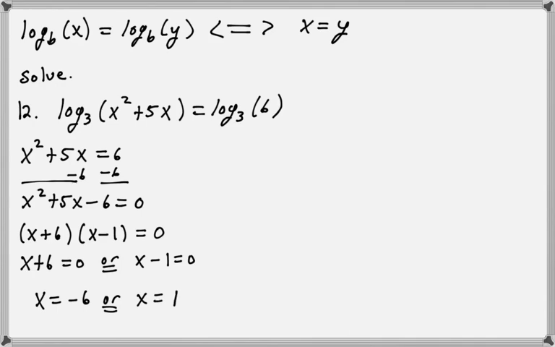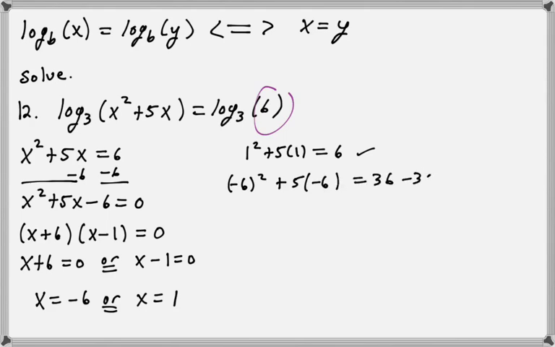Okay, and then we need to check when we plug this into the argument of the logarithm, we don't get any negatives or 0 because logs don't like negatives or 0. That's outside of its domain. So we're going to plug in 1 first. We're going to plug 1 into where the x's are. So 1 squared plus 5 times 1 is equal to 6, and that's what the other side is equal to. So that's good. And now we'll plug in -6. So -6 squared plus 5 times -6 is going to be 36 minus 30, and that's also 6. And so both solutions are good here.